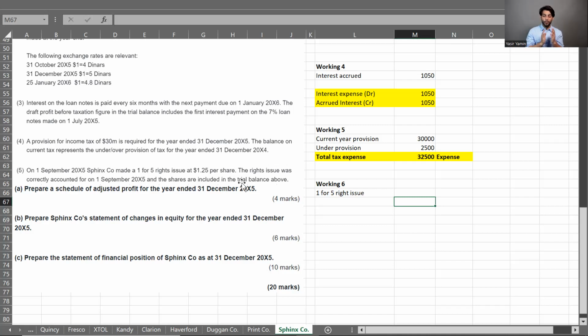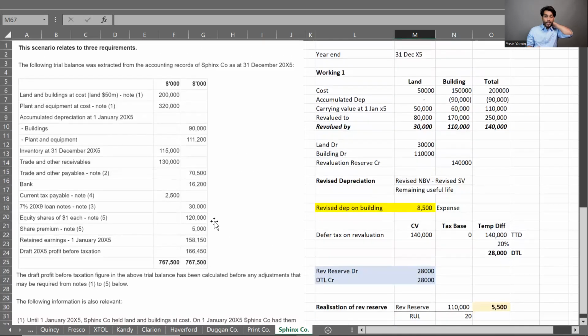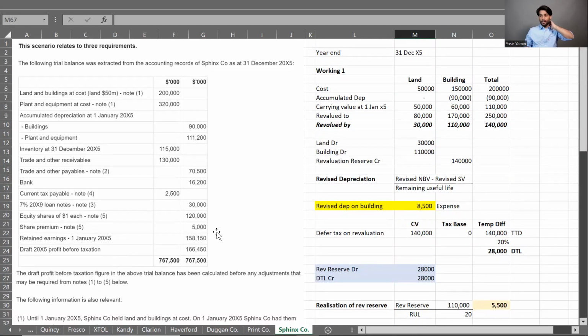You see, during the year, you made a rights issue. And the impact of that rights issue is already included in the trial balance above. Now we have a requirement in this question to prepare the statement of changes in equity.